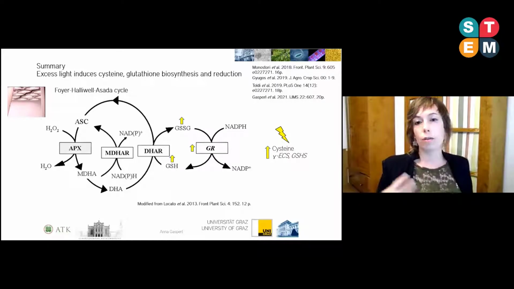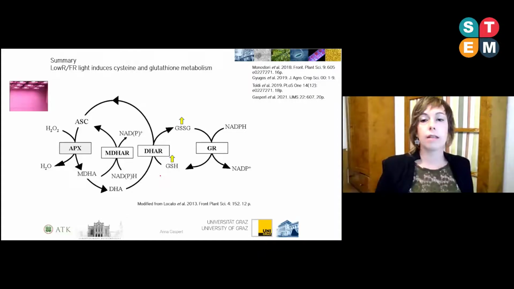So the whole glutathione biosynthesis and regeneration or reduction process, I have to say, for reduced glutathione is enhanced by high light. We see the same enhancement under far red light. However, we could not find a transcriptional regulation in far red light treatment, although cysteine levels also were increased due to the far red light. So there is some kind of boost from both light treatments.